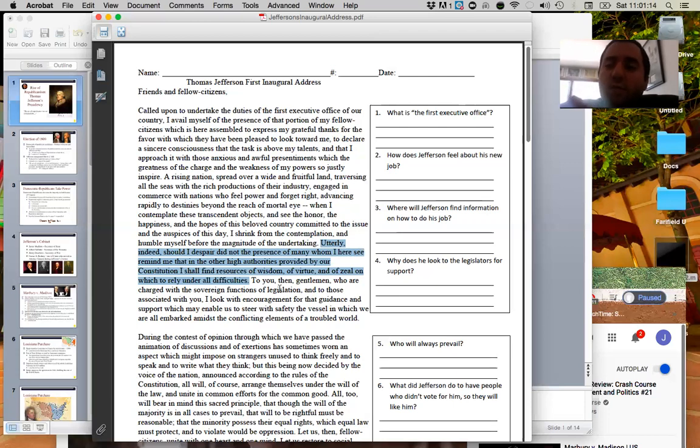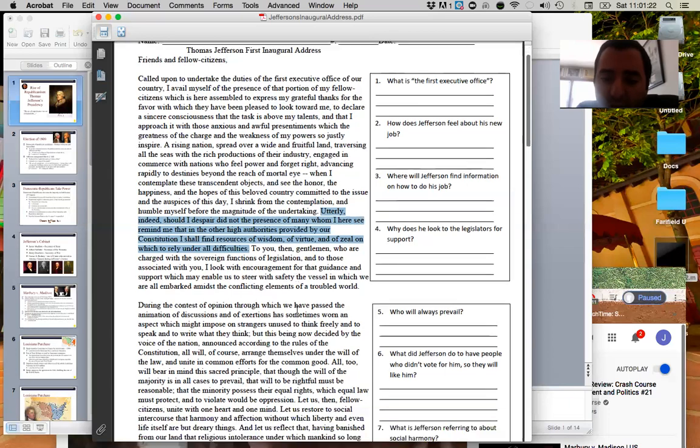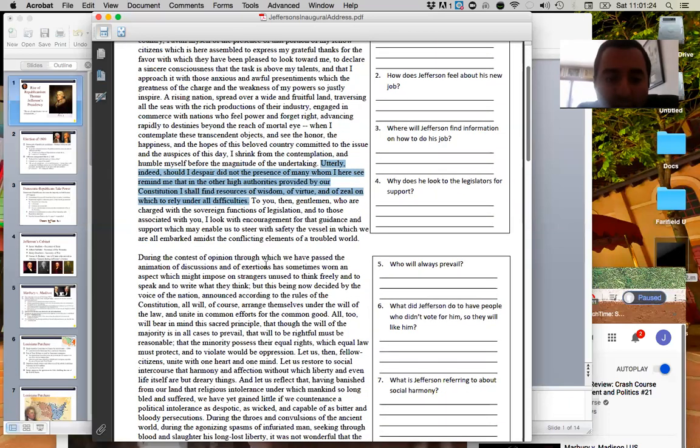This all could assist at any point, especially during difficult moments. Four, why does he look to the legislators for support? Well, let's take a look here.